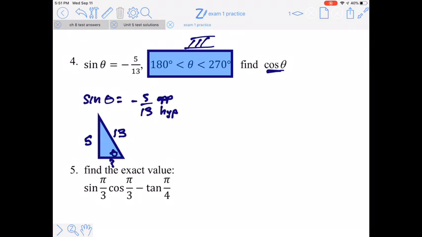Well, the ratio is negative, but the actual side lengths of a triangle are going to stay positive. It's just negative because we're also in the third quadrant and sine is negative in the third quadrant. That's why the ratio is negative.